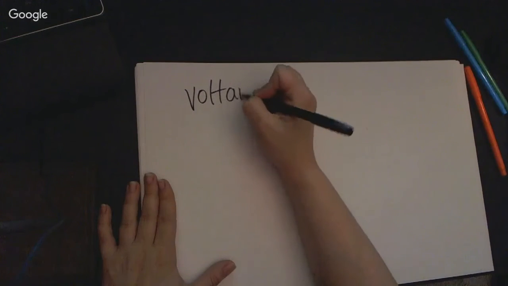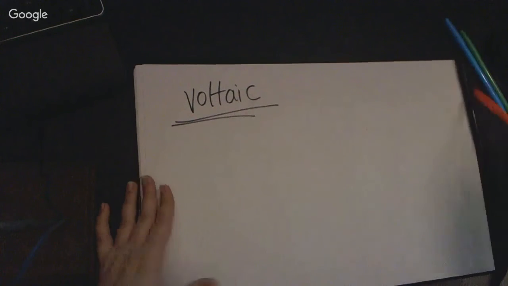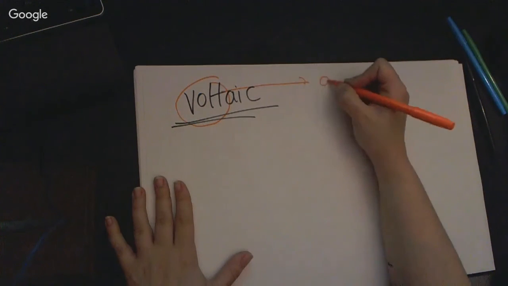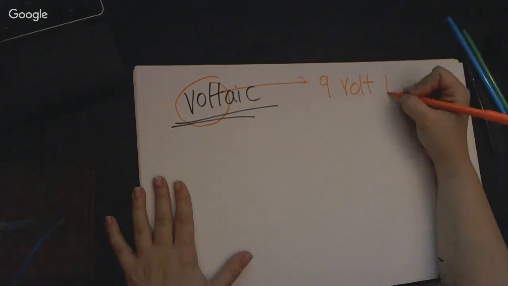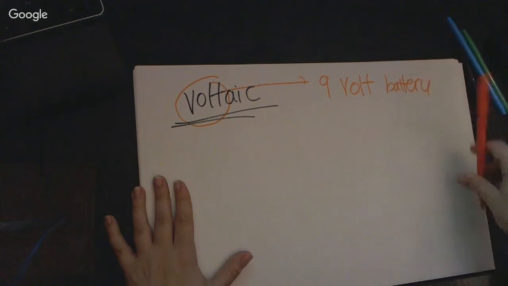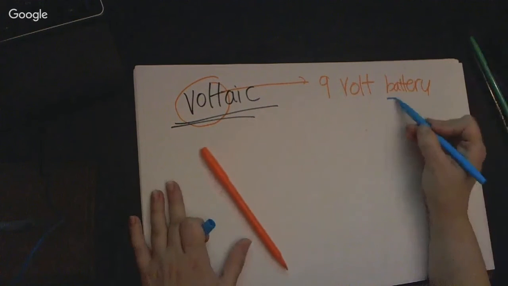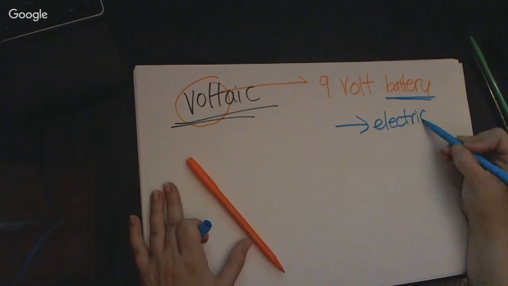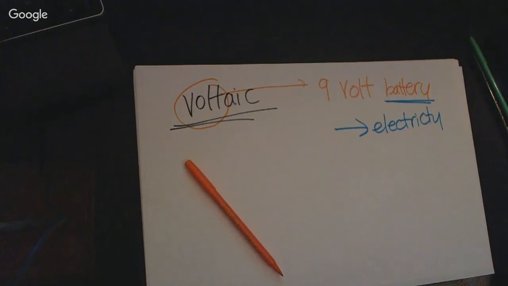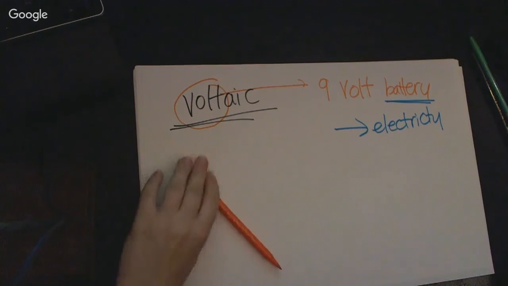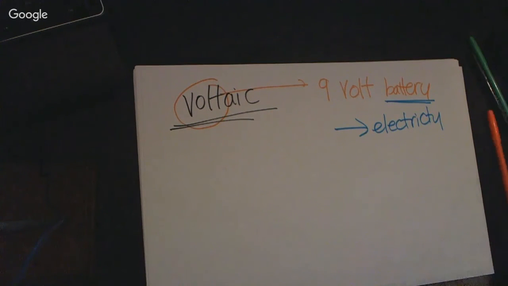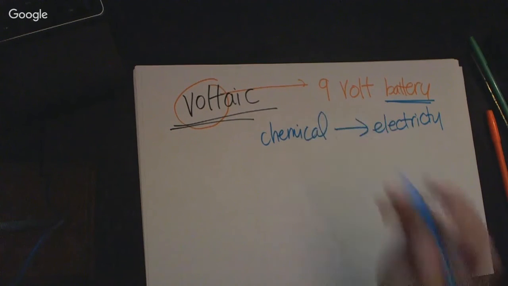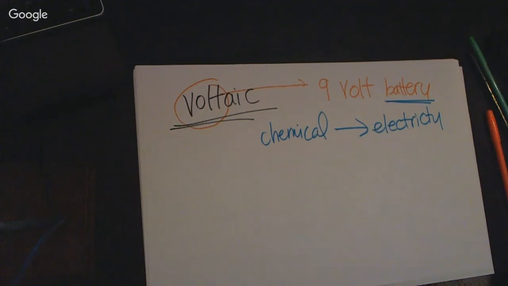A voltaic cell is a type of electrochemical cell. And when I think of voltaic, I think of 9-volt batteries, because a voltaic cell is a battery. The purpose of a battery is to generate electricity. Now, the deal here is that electricity cannot be created, electricity cannot be destroyed. It has to be transferred from somewhere. So the chemicals that live inside of the battery are going to transfer their energy into electricity.